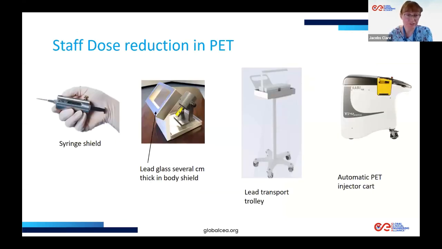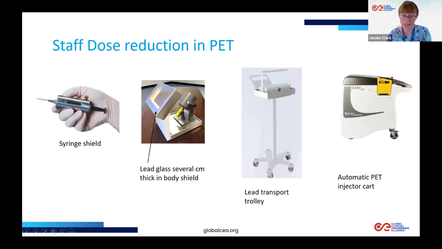Here are some more pictures of equipment that they use. The syringe shields go on the outside of the conventional plastic syringes. They're usually made of tungsten or lead with a small lead glass window so that you can see what volume of liquid you're drawing up. You've also got the body shield with the lead glass window here. It's 5 centimetres thick or so of lead glass.